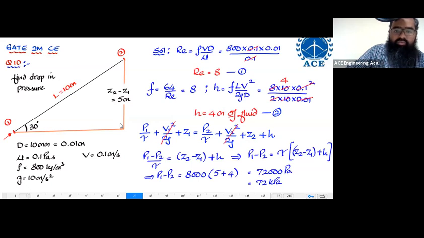Yes, this is in volume 1. I take questions only from volume 1. Volume 2 is for your practice. Velocities are getting cancelled because of continuity equation. The cross section is same, the velocities will be same.